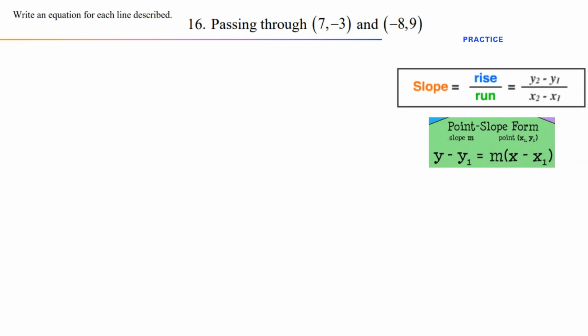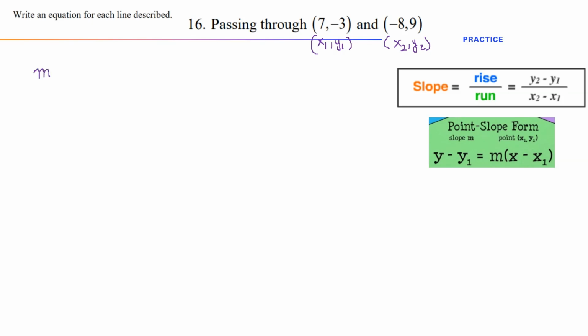Now, these questions are not given the slope anymore, but they give you 2 points. So this is our x1, y1, the first point, and then the second point is x2, y2. Now we have to find the slope, and we choose one of the points to plug into the point slope form.